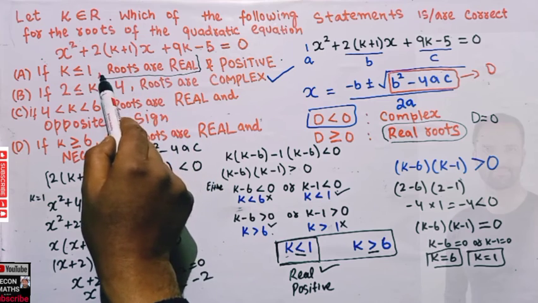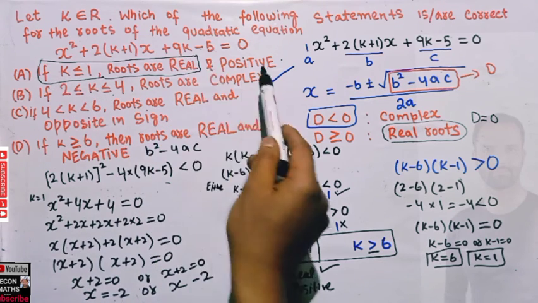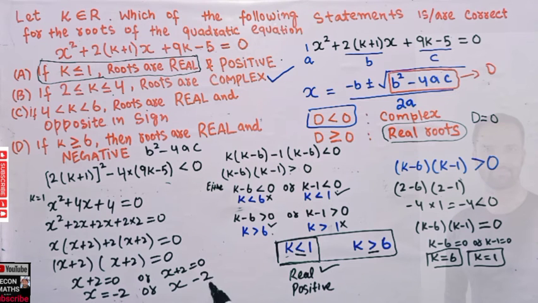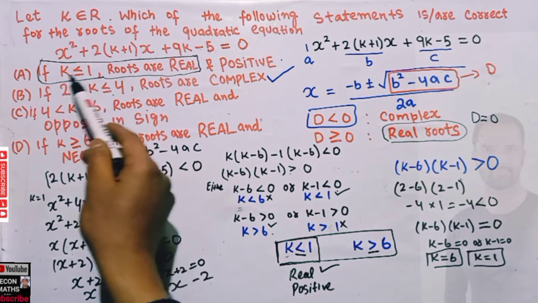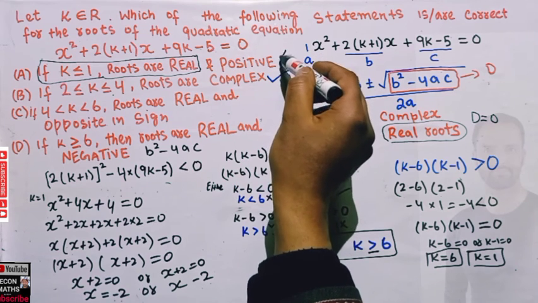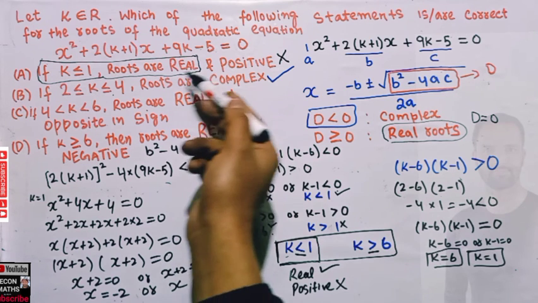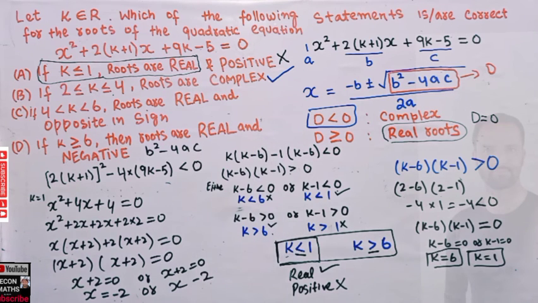This statement is correct, but the roots are supposed to be positive, and we are getting negative roots here. So this part is correct, this part is incorrect. That means this cannot be our answer. We are getting real roots obviously, but we are getting negative roots. Positive, not. Obviously this option will not be in consideration.